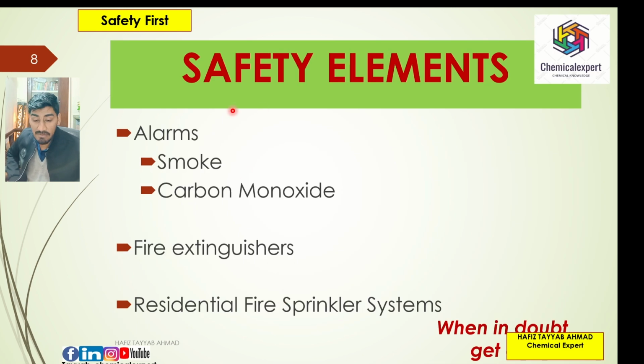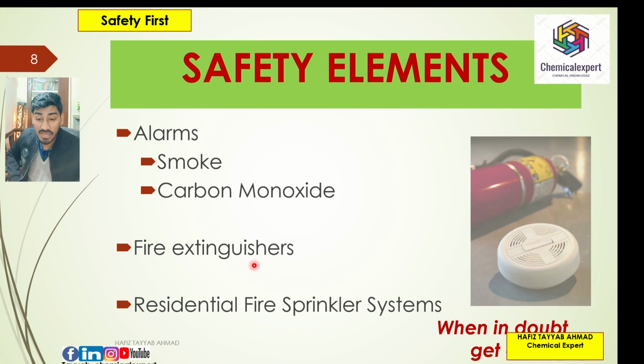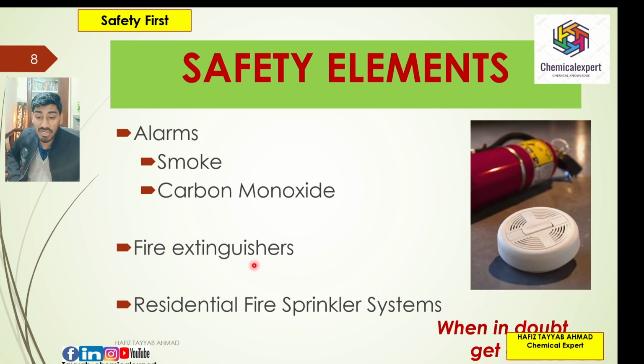So you can see there are some safety elements. Number one is alarm. Two types of alarms are quite common. One is the smoke alarm. When a fire occurs, smoke will be produced. The smoke can be detected by the alarm and immediately the alarm automatically turns on. Second one is carbon monoxide. When fire occurs, carbon monoxide is produced, and that carbon monoxide can be detected by alarms, and the alarm automatically works. And fire extinguisher devices are used to minimize the effect of fire and to control the fire.